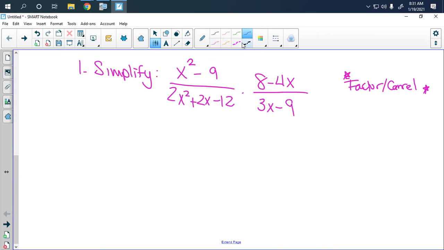One of the big things here is you cannot cancel things from the top to the bottom if it's next to addition or subtraction. So here, if you have an x squared and a 2x squared, those cannot cancel out because this x squared is attached with subtraction and this x squared is attached with addition. Again, you cannot cancel things out if they are next to addition or subtraction. We can only cancel them out if it's multiplication or division. So we are going to factor each numerator, each denominator.